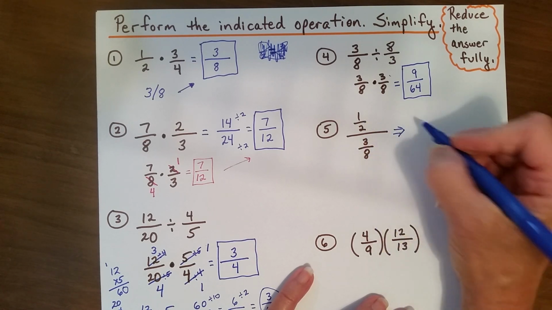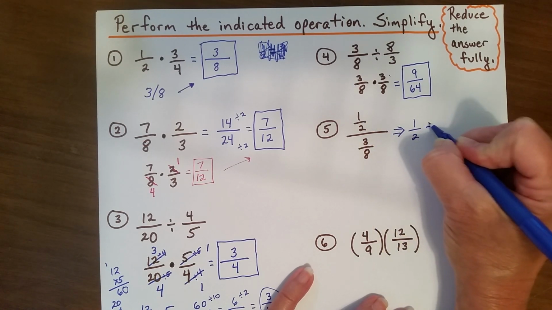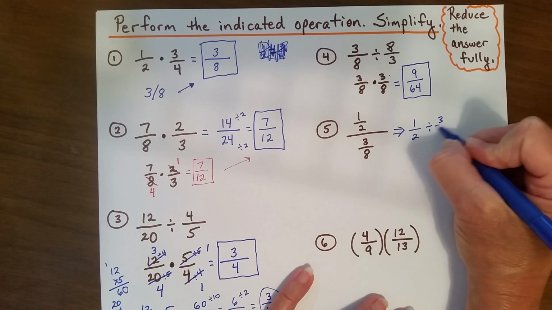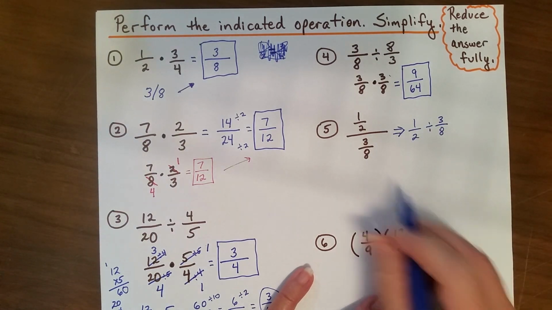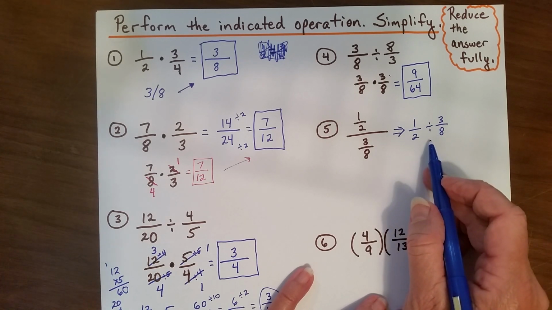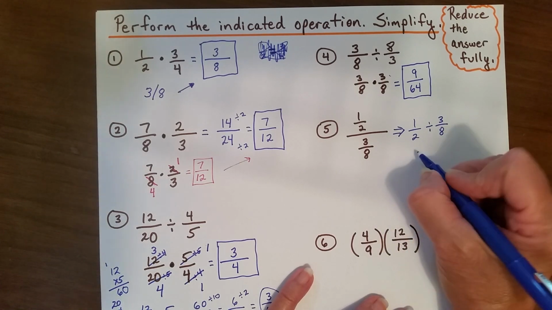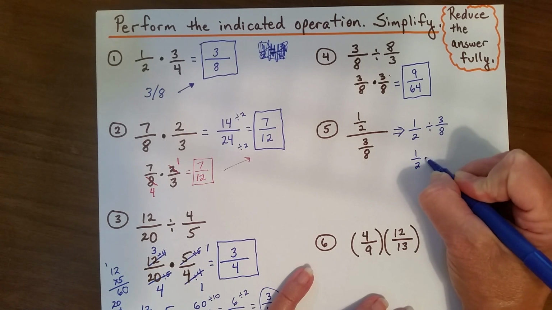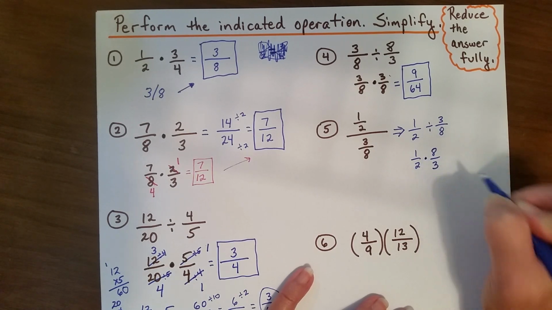What this means is 1/2 divided by 3/8. 1/2 divided by 3/8. Now, since we're dividing by, we have to multiply by the reciprocal. So that's 1/2 times 8/3.